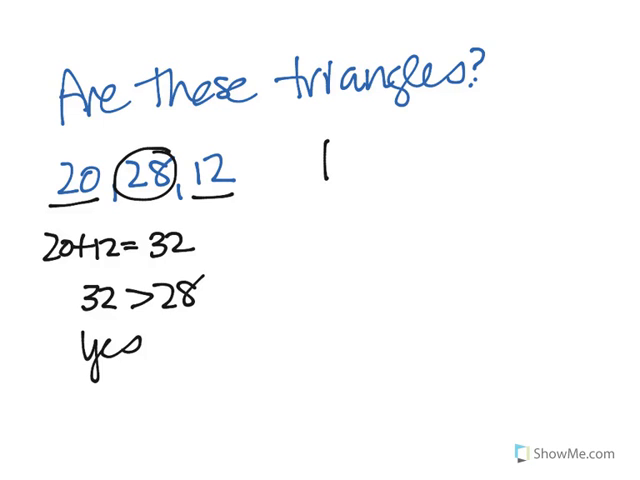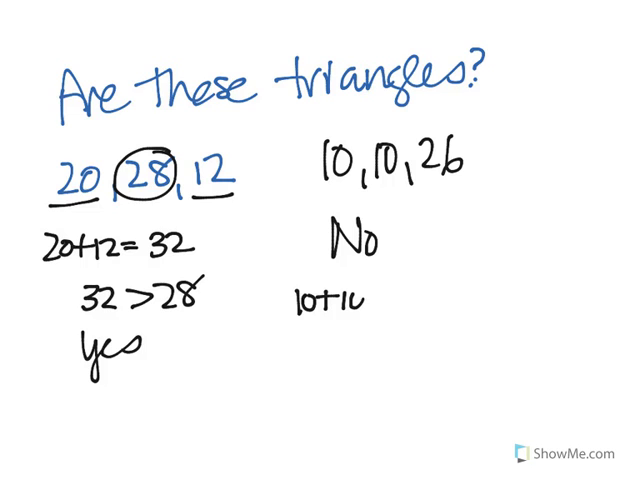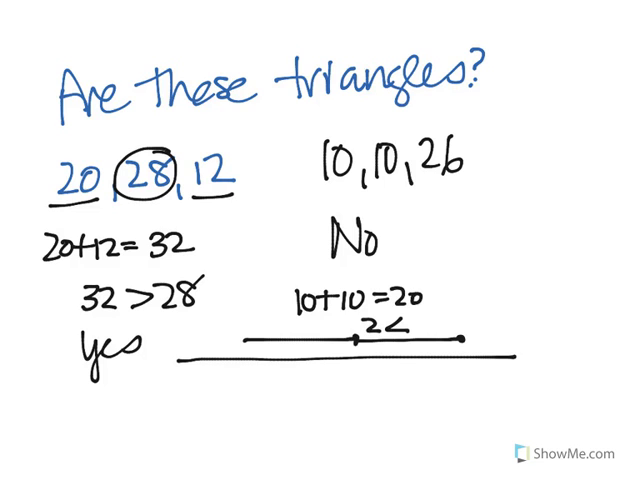How about 10, 10, 26? So this would be like an isosceles with sides of 10 and 10. This would be no, because 10 plus 10 is 20. So even if I put those sides straight out, there's no way you can make a triangle, because the 26 is going to be a lot longer than that. So that's no. 10 plus 10 is equal to 20, and 20 is less than 26, has to be greater.